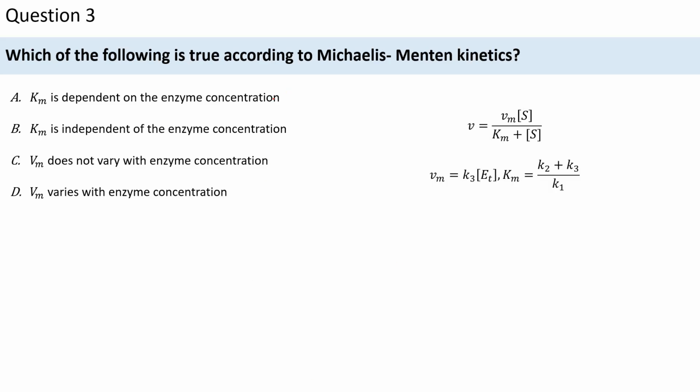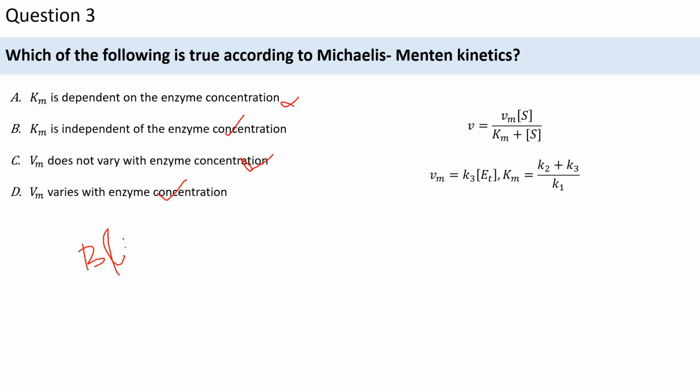Yeah, Km, that is right. Which of the following are true? Km is dependent on the enzyme concentration. No, this is not right. Km is independent of the enzyme concentration, right? Vm does not vary with enzyme concentration, wrong. Vm varies with enzyme concentration, yes. So B and D are the right options.